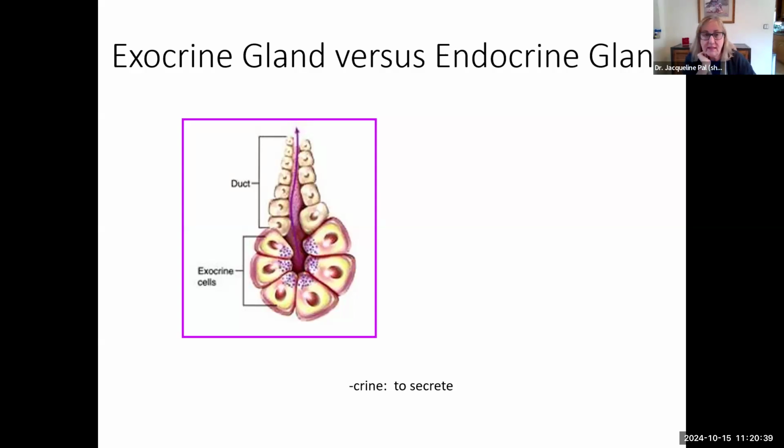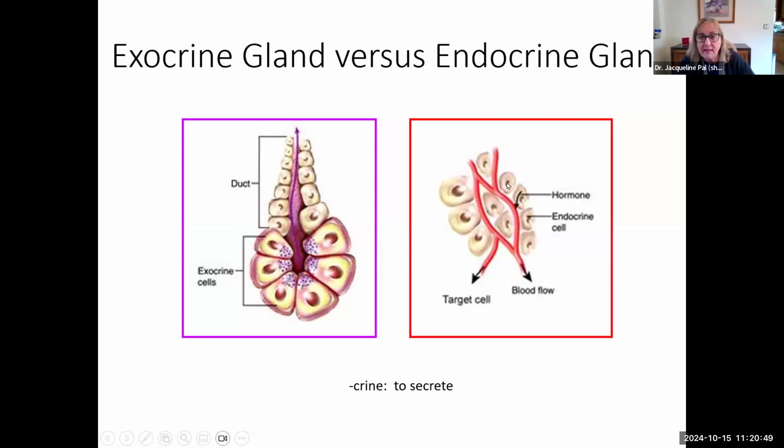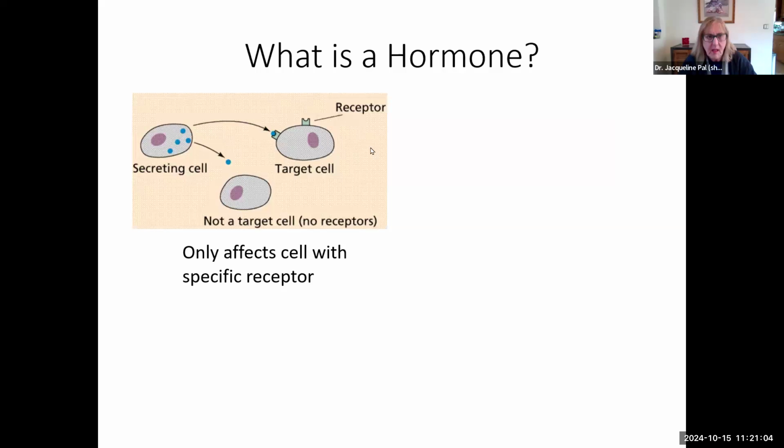That's not what this organ system is. Exocrine glands are in many of our other organ systems. An endocrine gland, by contrast, the cells are making the hormones and they are secreting them into the bloodstream, usually, where they're going to be taken away.